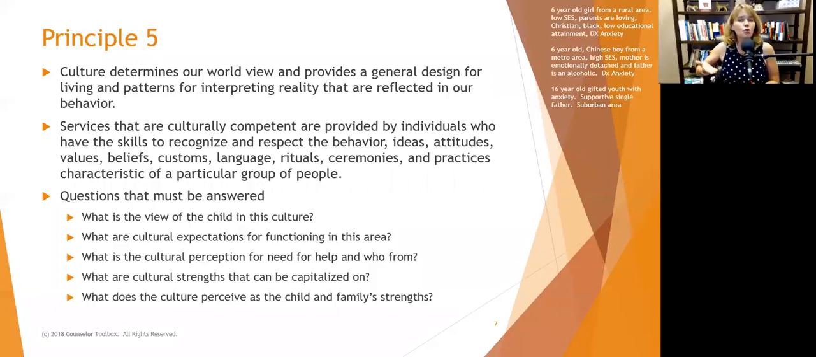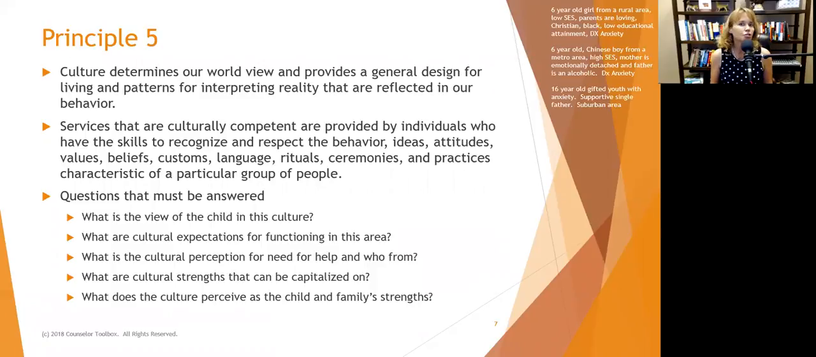For example, people who are of a higher SES may put more prominence on a 16-year-old's coming out party or something. So we do want to be supportive of family and cultural values. So we want to ask, when we're trying to figure out, is this treatment plan culturally sensitive? What is the view of the child in this culture? Is the child seen as a full participating member of the family? Is the child seen as an individual that needs to be controlled? Are they seen as helpless? How does the culture view a child of this age? What are the cultural expectations for functioning in this area?